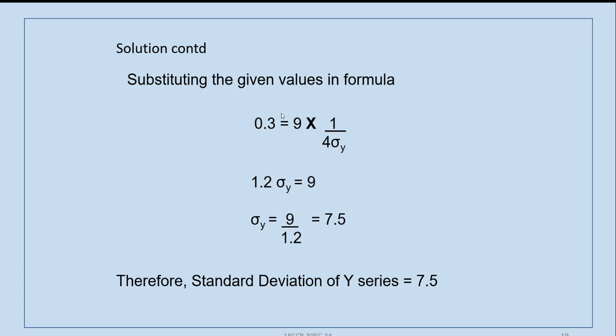So cross multiplying, 0.3 into 4, 1.2 standard deviation of y is equal to 9, or 9 by 1.2 is equal to 7.5. So the standard deviation of the y series is 7.5.